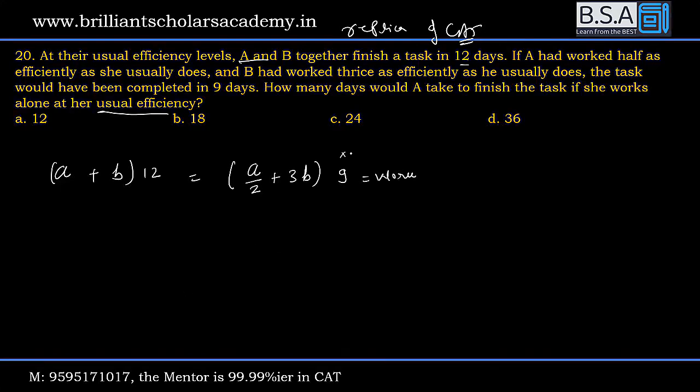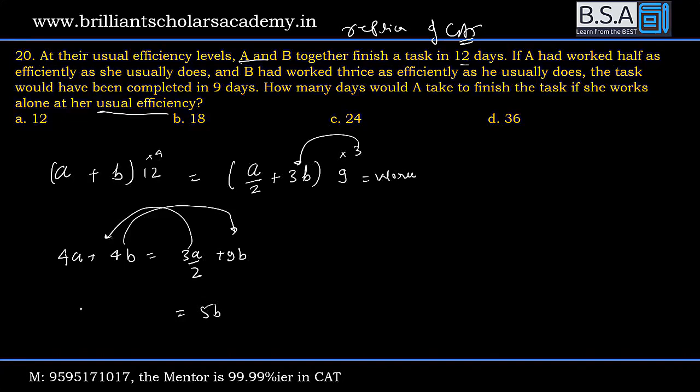This can be cancelled with 3 times. This can be cancelled with 4 times. So I will write 4A plus 4B is equal to 3A by 2 plus 9B. The 3 goes inside and becomes 9. Now transfer it on the right side. 9 minus 4, 5B. Transfer this on the left side. 4 minus 3 by 2, A. This becomes 8, this becomes 5, this becomes 5A by 2 is equal to 5B. 5 cancels. Just now we have proved A is equal to 2B.